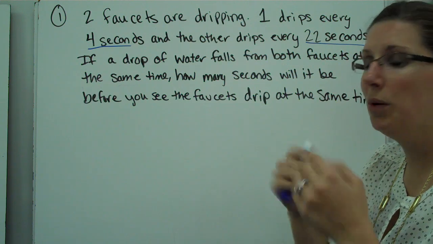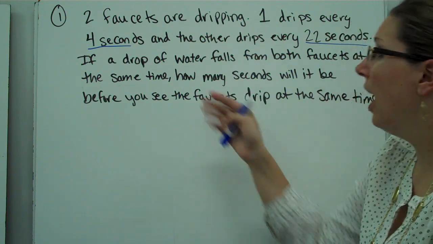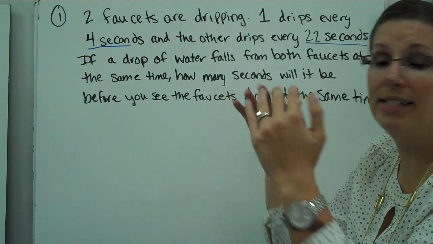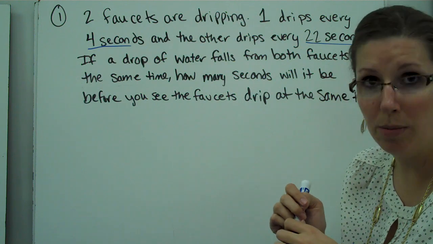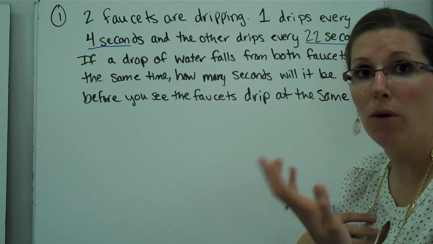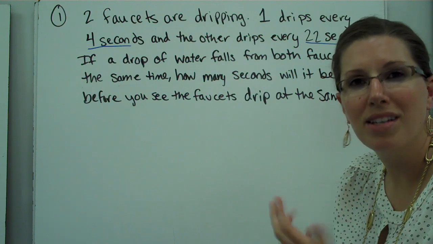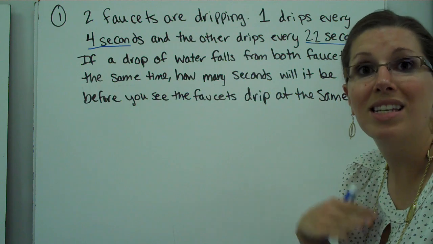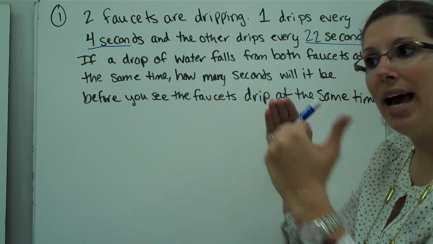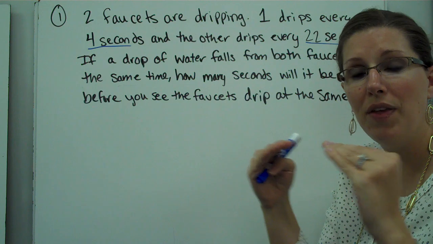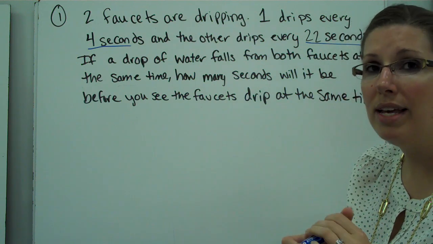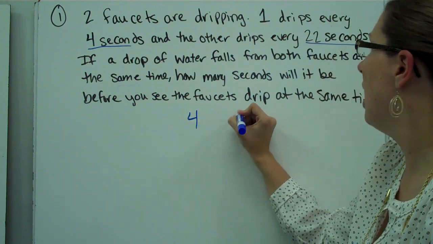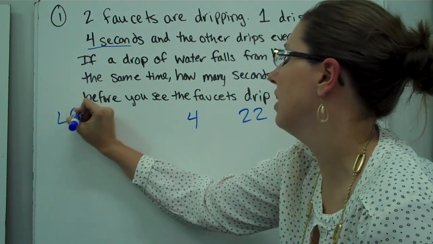And so basically we're going to count up every 4 seconds and every 22 seconds until we get to a number that is the same for both. That's called a multiple. Just like if I was counting by 4s, 4, 8, 12, 16, 20, and I'm counting by 22s, 22, 44, 66, 88, etc. I'm counting by that number and I want to find the number that they have in common. So that's called the least common multiple. So I'm looking for the LCM. I've got 4 and I've got 22 and I'm looking for the LCM.